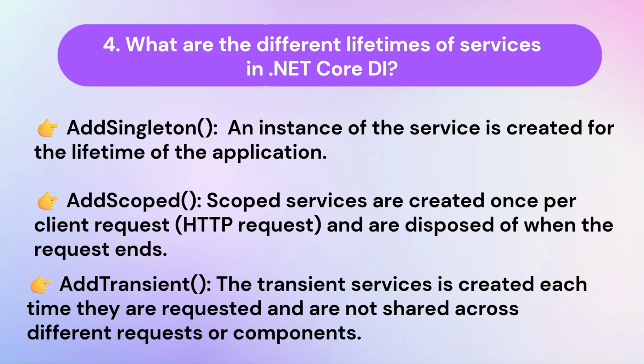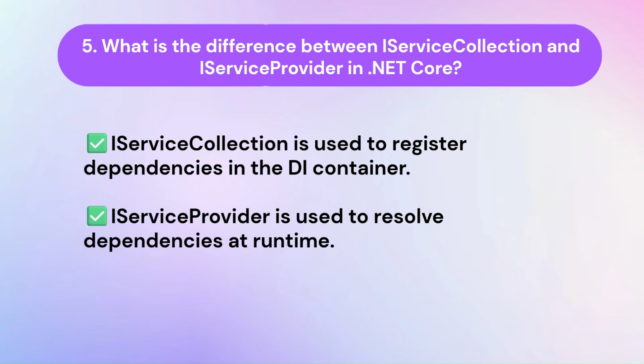Question 4. What are the different lifetimes of services in .NET Core dependency injection? AddSingleton: an instance of the service is created for the lifetime of the application. AddScoped: scoped services are created once per client request and are disposed of when the request ends. AddTransient: transient services are created each time they are requested and are not shared across different requests or components.